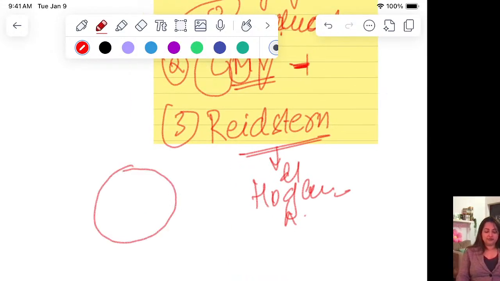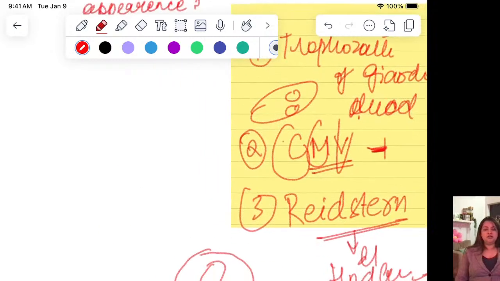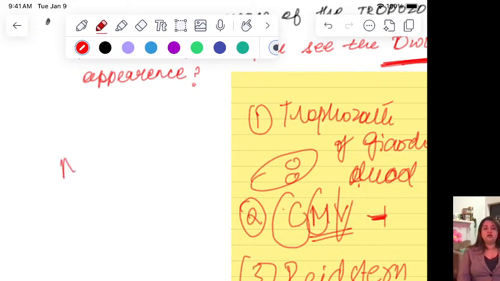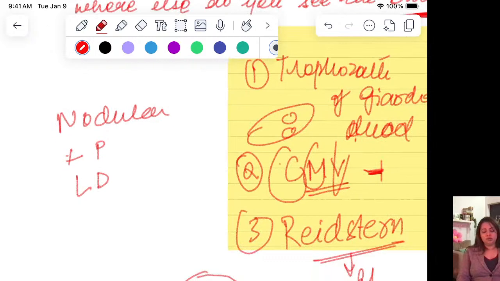Very important, remember this. If Reed-Sternberg cell is not there, it's not Hodgkin. Pathognomonic feature is the Reed-Sternberg cell, and it is CD15 and CD30 positive. There are different kinds of Hodgkin lymphomas. For example, nodular sclerosis. For example, lymphocyte predominant, lymphocyte depleted, mixed cellularity. There are different kinds of features of the Hodgkin lymphoma.